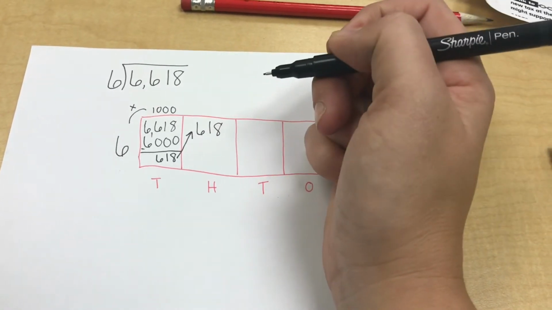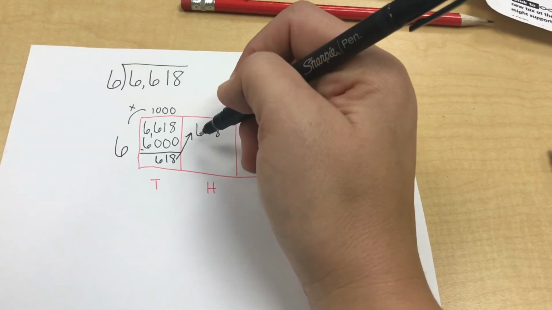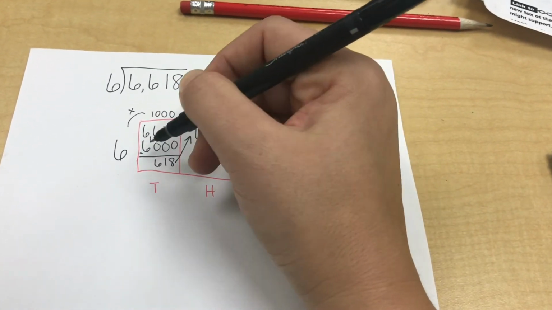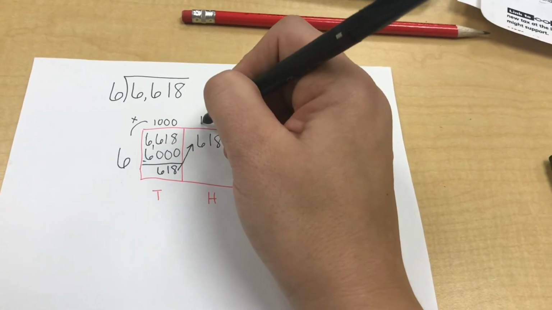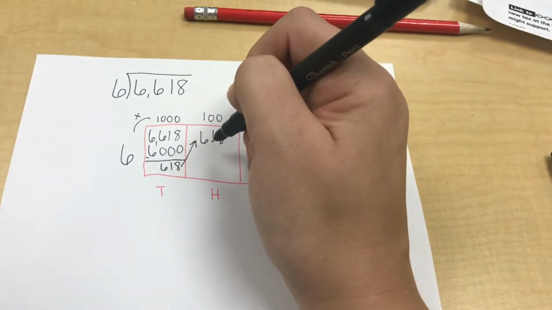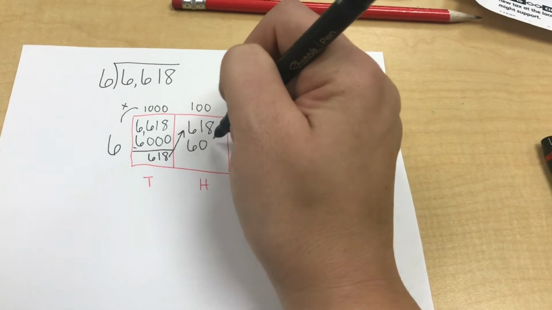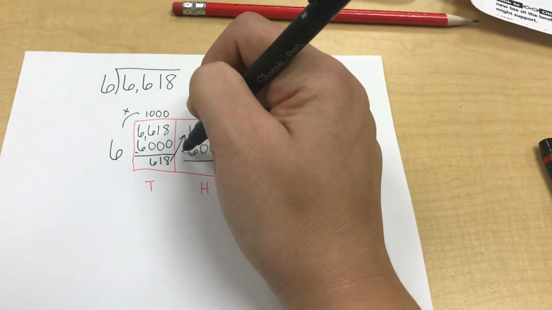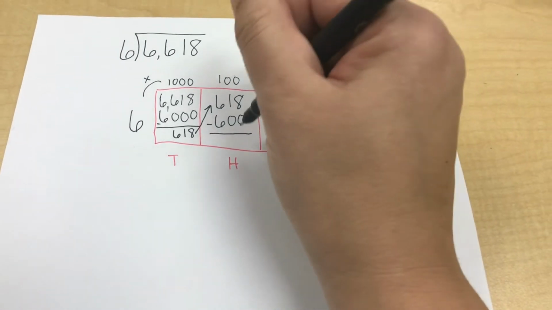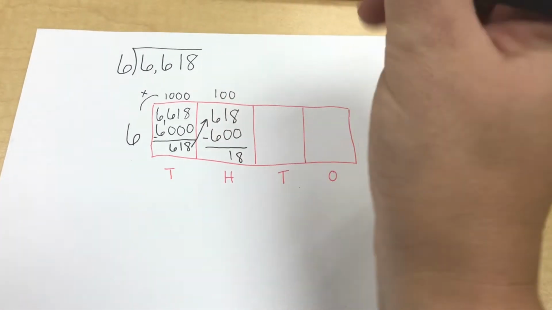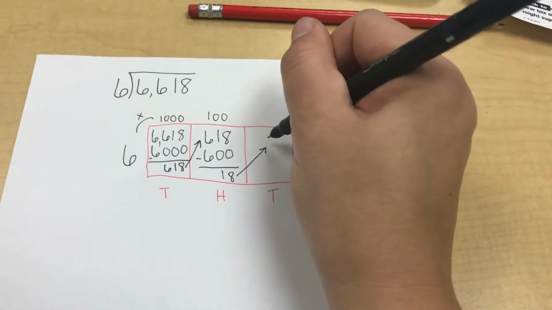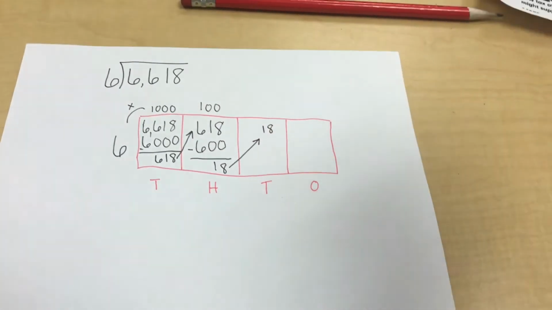So again, looking at the largest place value, I asked myself, can 618 be divided by 6, or can 600 be divided by 6? And the answer is yes. It can fit 100 times. 100 times 6 gives us 600. And now I am ready to subtract within the hundreds place. And I am left with 18. I'm going to move it over to the tens place.